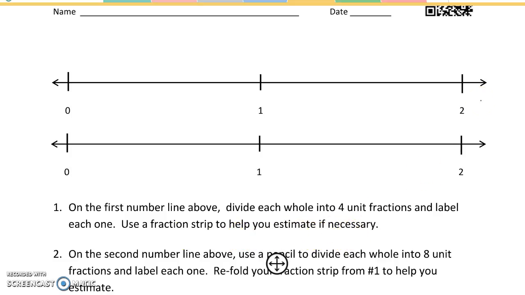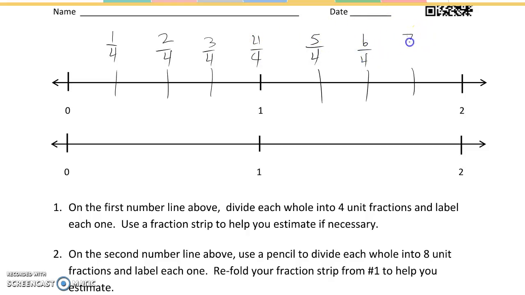So those are those colored strips that we practiced on earlier, or that we made right at the beginning of this unit. If I'm talking about 4 unit fractions, that means I need 4 sections in each whole. So there's 1, and here's 2. Label each one. So that's 0, this is 1/4, 2/4, 3/4, 4/4, 5/4, 6/4, 7/4, 8/4. And let's go ahead and label the 0/4 too.